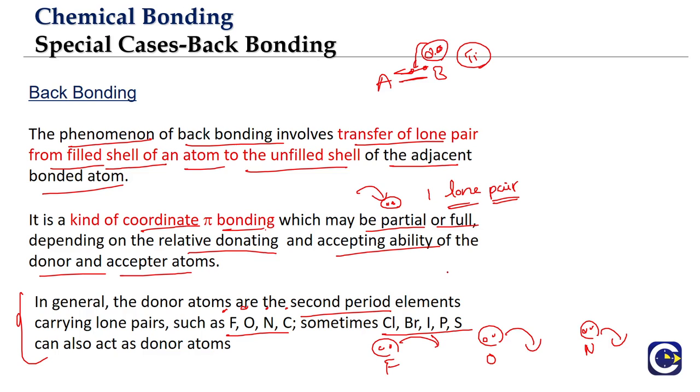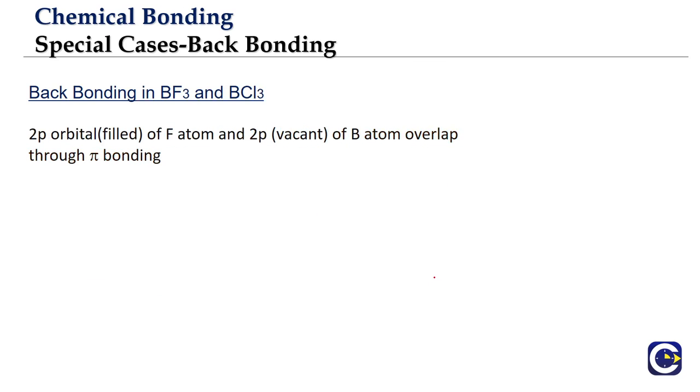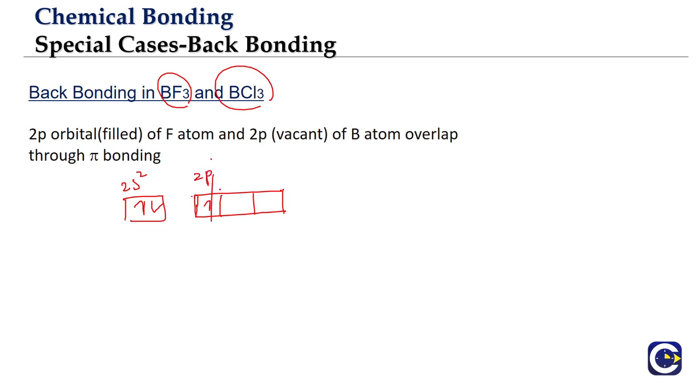Now what we'll do is try to understand this through a specific example. So let us talk about the back bonding in the case of BF3 or BCl3. So what is BF3 or BCl3? Normally boron, right? What is the arrangement? It is 2s2, 2p1. This is the ground state valence arrangement of boron.